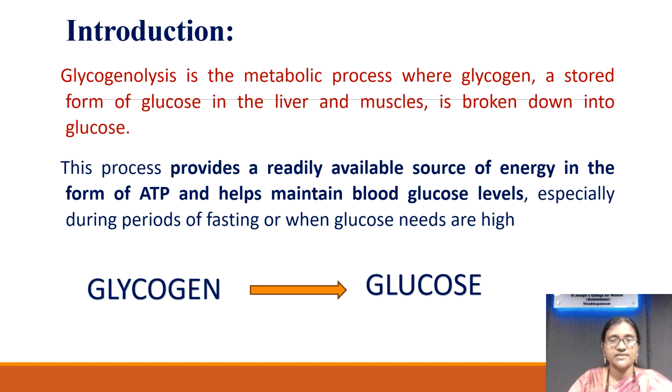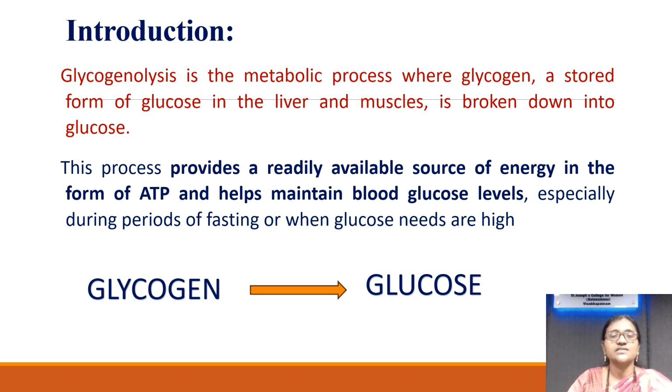What is glycogenolysis? As such, it is a metabolic process where the glycogen which is stored in the body, either in the liver or in the muscles, is converted to glucose. That means the glycogen is broken down to glucose. So this is what is glycogenolysis.